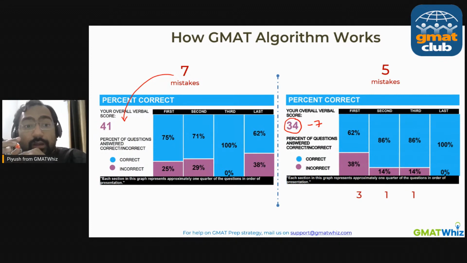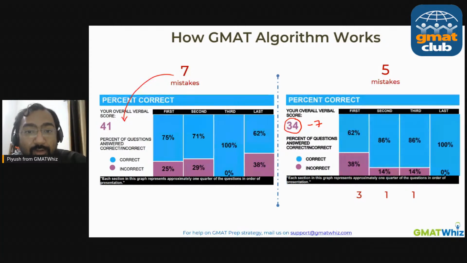But in case your accuracy is poor, less than 50%, your difficulty level is brought down to easy-medium. And if your accuracy is still poor, it will be brought down to even easier questions. So that's a very easy way to understand how the algorithm works. It depends on how you perform in the various quarters. Basically, your score will depend on that. And the result is evident on your screen.